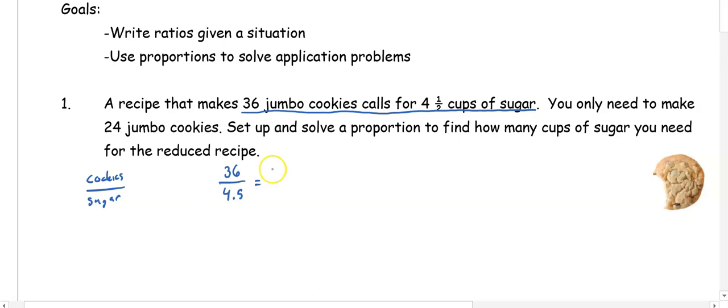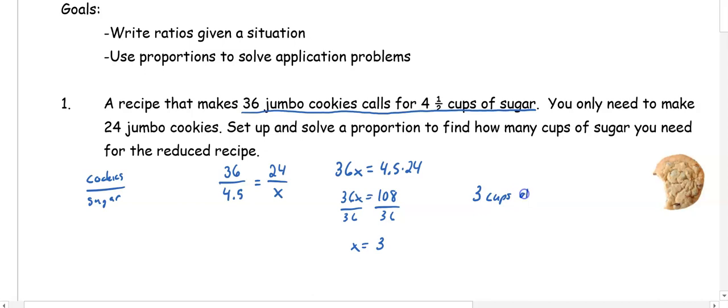We want to make 24 jumbo cookies. We need to know how much sugar we are using. So when we cross multiply here, we get 36x is equal to 4.5 times 24. And as we multiply that out, we get 36x is equal to 108. Then we can divide by 36 on both sides. So x is equal to 3. So we need 3 cups of sugar.